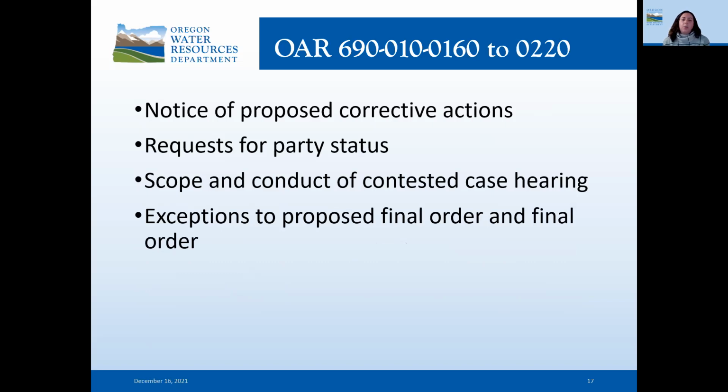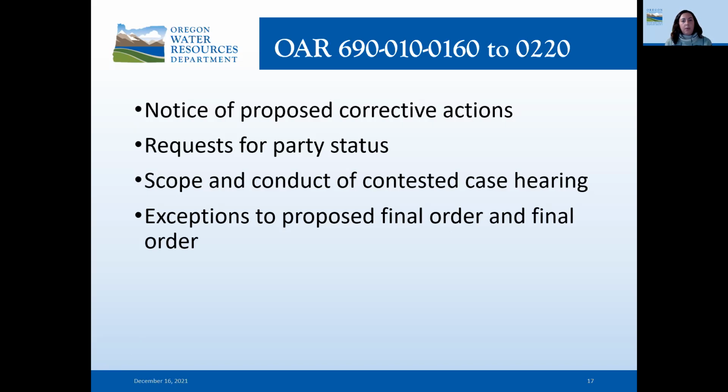This next section of rules, 160 to 220, are the rules that relate to the contested case proceeding process. This process includes an initial notification of proposed corrective actions, which must include an identification of the critical groundwater area at issue, a statement describing the factors that led to the critical groundwater area designation, a description of the proposed corrective actions, a description of the geographic area where those actions will be proposed, and a description of how persons may request a notice of proposed corrective action.